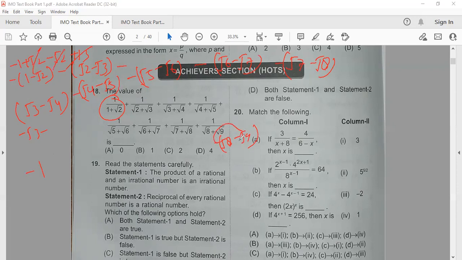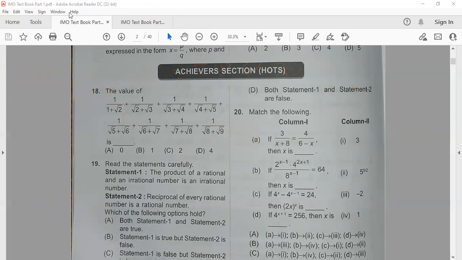Now it will become a plus sign. So minus 1 plus 3, that means 2 is the correct answer. Because the last term will be minus times root 8 minus root 9, and since 9 is a perfect square, it will become plus root 9, which gives 3. So minus 1 plus 3 will give you plus 2. So this is the shortcut trick to find the value. Otherwise, this question is very hard and lengthy if you go manually.